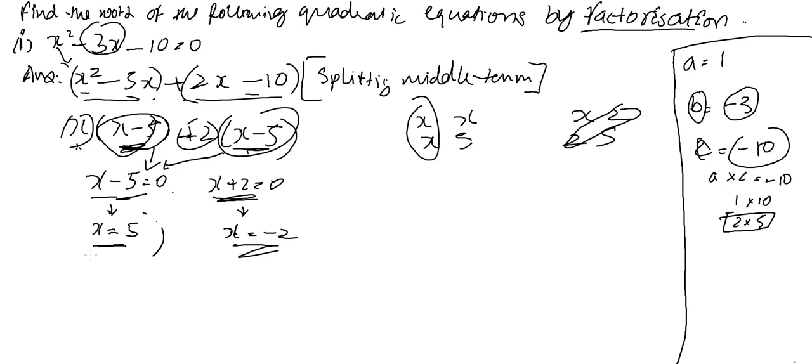So these two are the roots of this equation. So we found the roots of the equation x square minus 3x minus 10 equals 0 by the factorization method. So this is the answer.